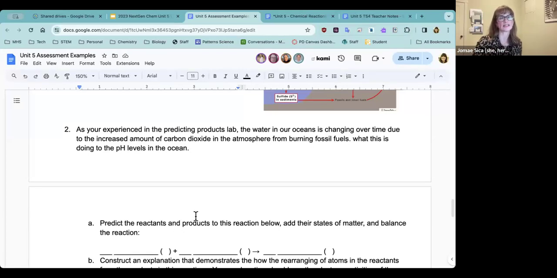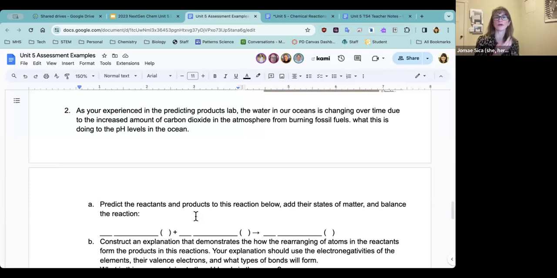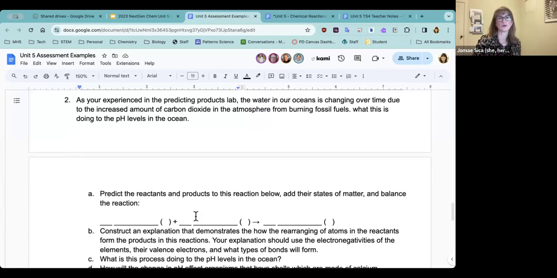So this question is setting the stage for the fact that they already know carbon dioxide is increasing in the atmosphere, but one of the stations in the predicting products lab has them actually blowing carbon dioxide into water that has universal indicator in it so that they can see that it's becoming more acidic. So again, this is more mastery level.